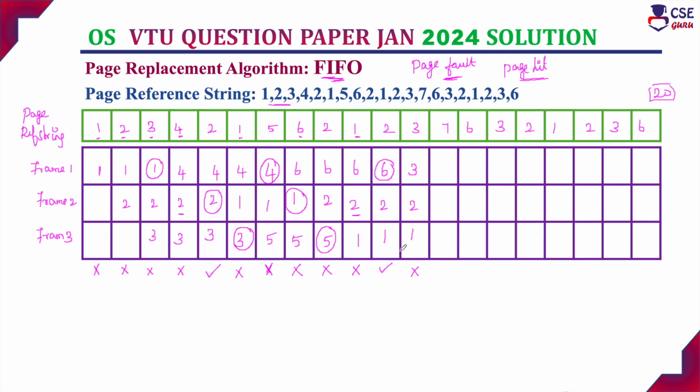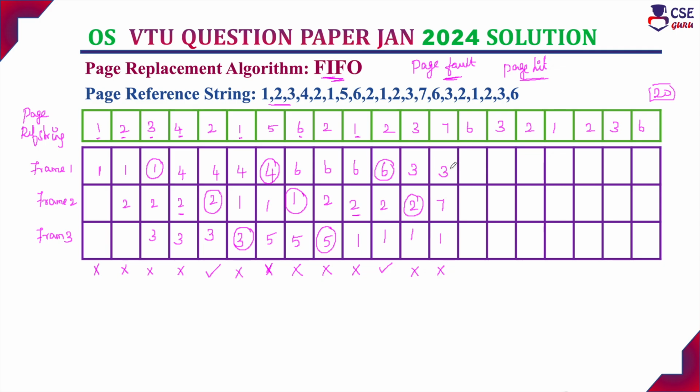7, it is not available in any of these 3 frames. So the oldest one here is 2. See here, 1, 3 came later, 2 is the oldest. So replace with 2 with 7. 3, 7 and 1. This is a page fault.